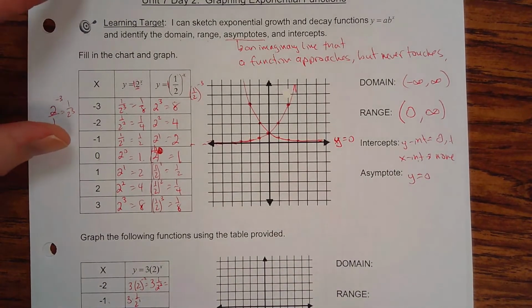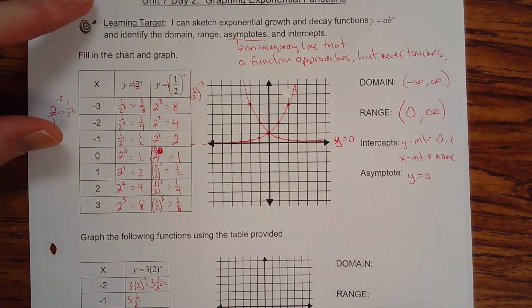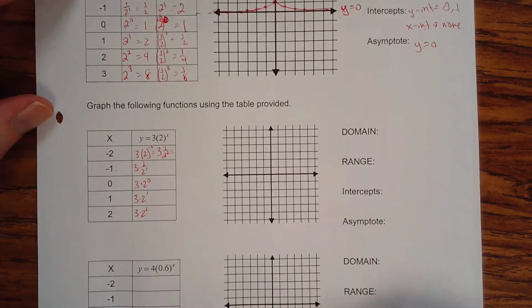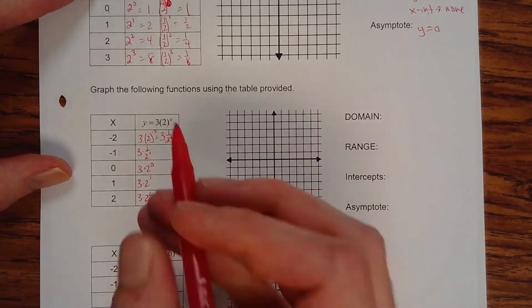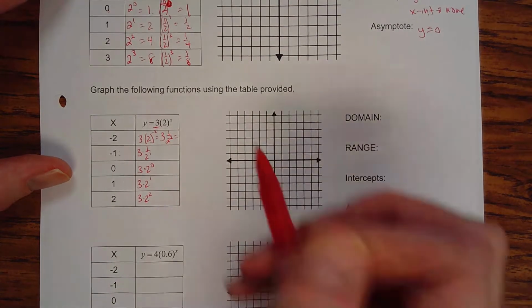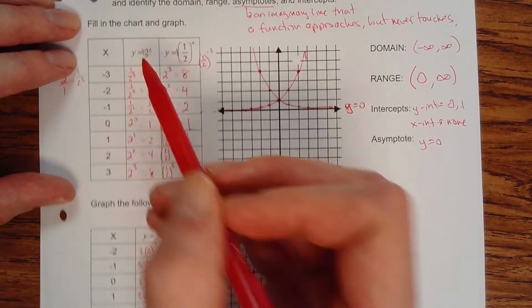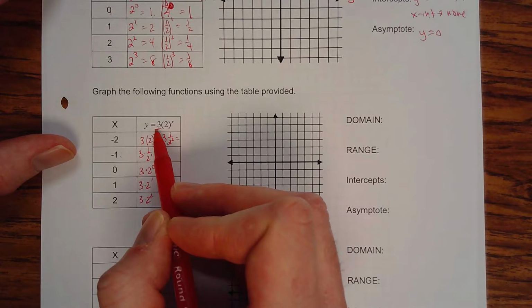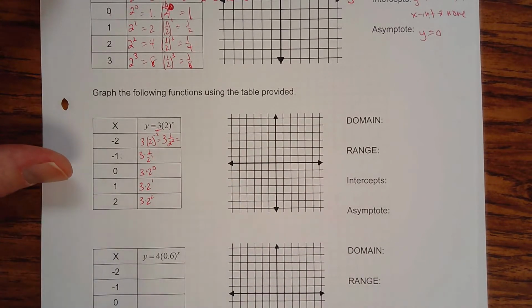Okay, that took a lot longer than I thought it would. It took almost 9 minutes. So let's keep going here. This guy here is a little different. It has a number out front. So this guy up here had no number out front. This one has a number out front. That doesn't change a ton.